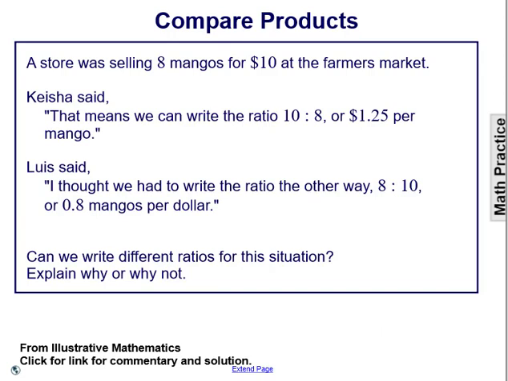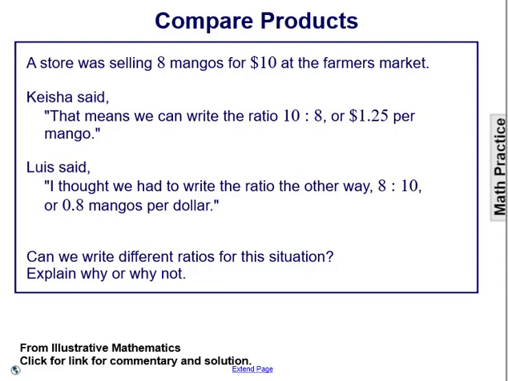Another example of looking at rates and comparing products is the order of your ratio, seeing what's important. For example, a store was selling 8 mangoes for $10 at the farmer's market. Keisha said, that means we can write the ratio 10 to 8 or $1.25 per mango. Lewis said, I thought we had to write the ratio the other way, 8 to 10, or 0.8 mangoes per dollar. Can we write different ratios for this situation? Explain why or why not.